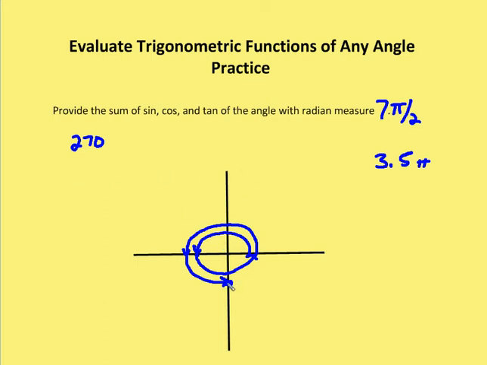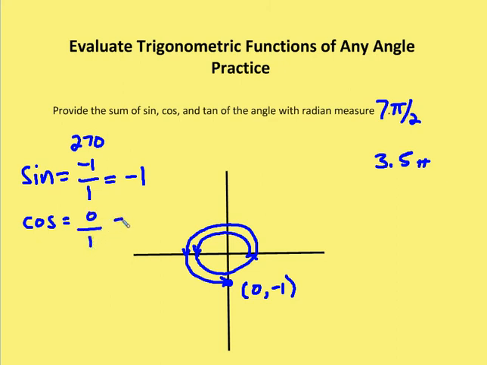If we think about our unit circle, we see that at that point, our value for x is 0 and our value for y is -1. So the sine is just the y value, -1, over the r value, which is 1. So my sine value is -1. Cosine is going to equal the x value, 0, over 1, which is equal to 0. And the tangent is going to be the y value, -1, over 0. This means that this value is going to be undefined because we have a 0 in the denominator.